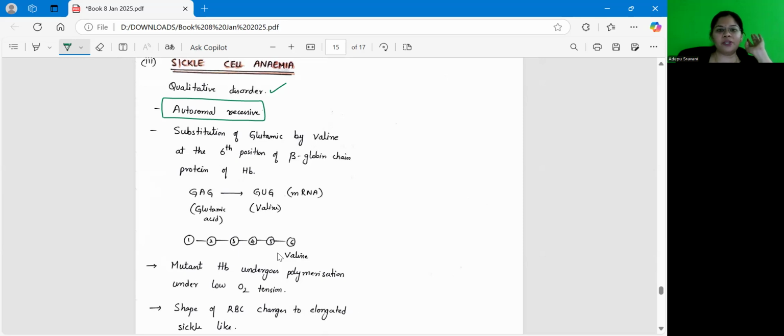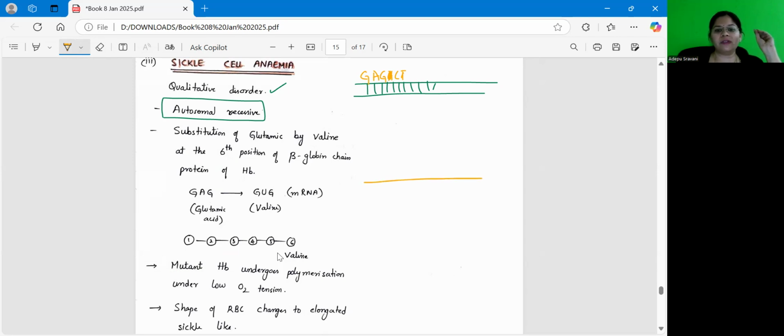So what do you mean by point mutation? Just now we have read it. What happens in point mutation? In the sequence of nucleotides in the DNA, one of the nucleotides will be changed, isn't it? Say we have A, G, A, C, U, T like this. So one nucleotide will be changed to some other. Same thing happens in sickle cell anemia.